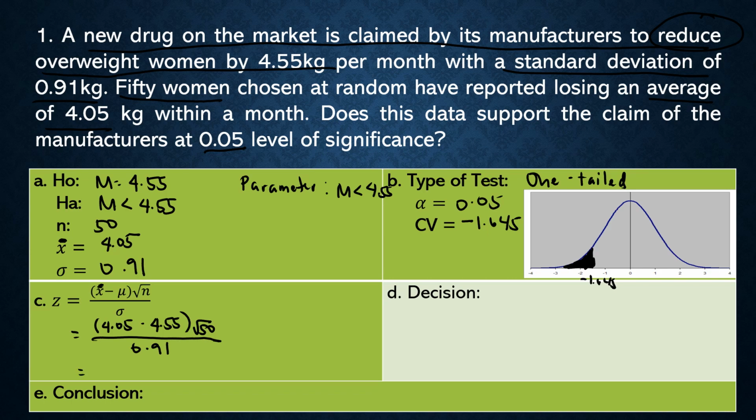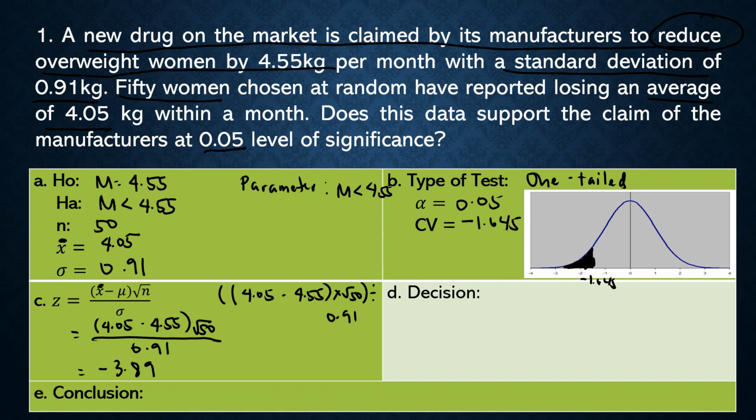Now, by simplifying this, we're going to start subtracting 4.05 by 4.55. Or if you're going to use your scientific calculator, you can do this one. You're going to press double parentheses 4.05 minus 4.55 times square root of 50, and then close parentheses, then divide by 0.91. If you press this using your scientific calculator, then you can get the final answer. So the final answer is negative 3.89.